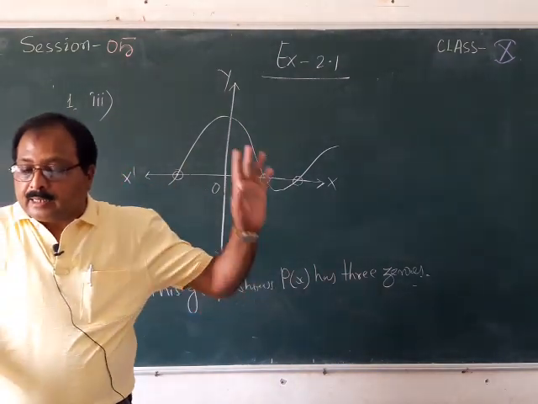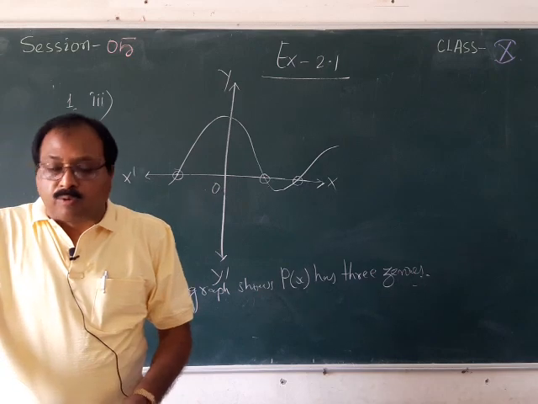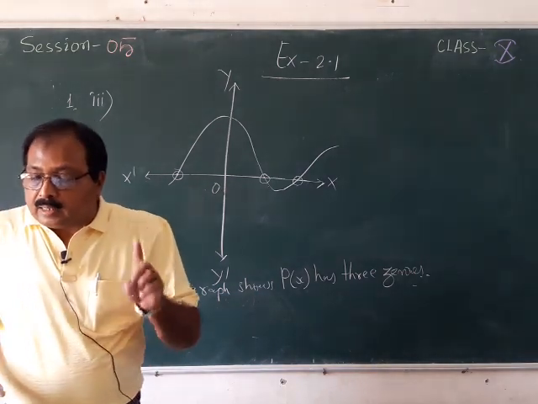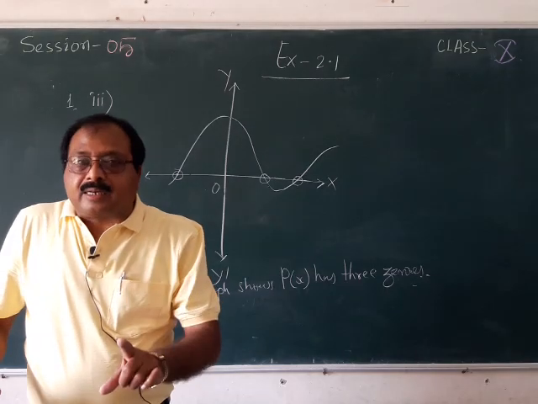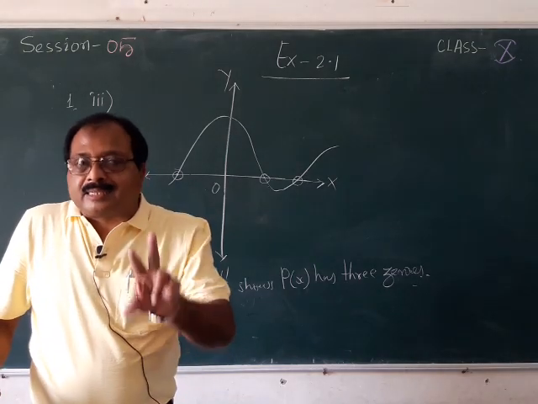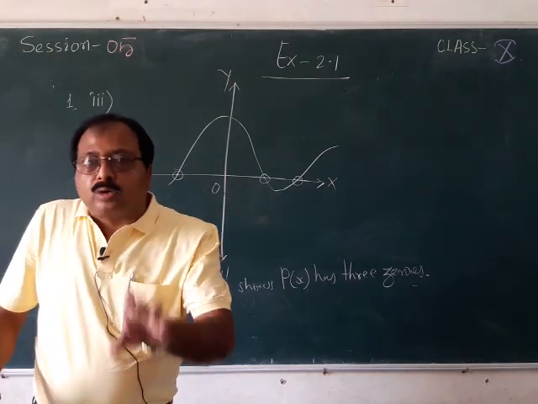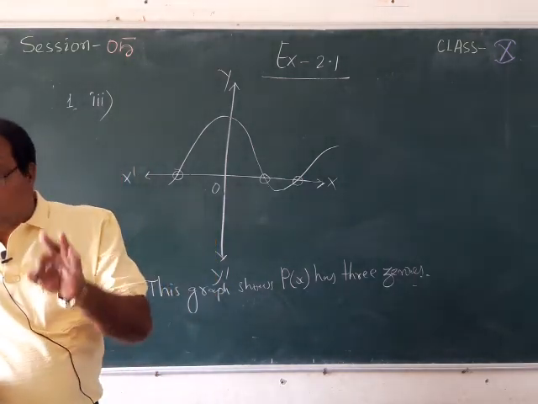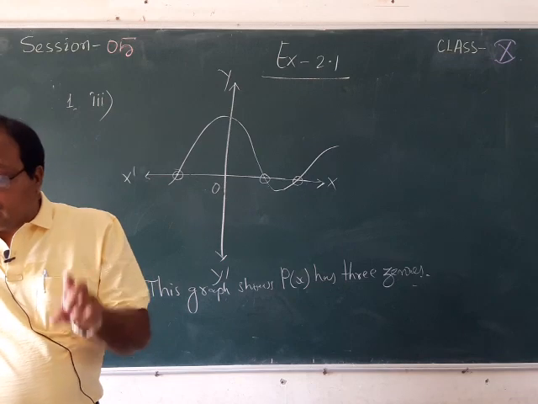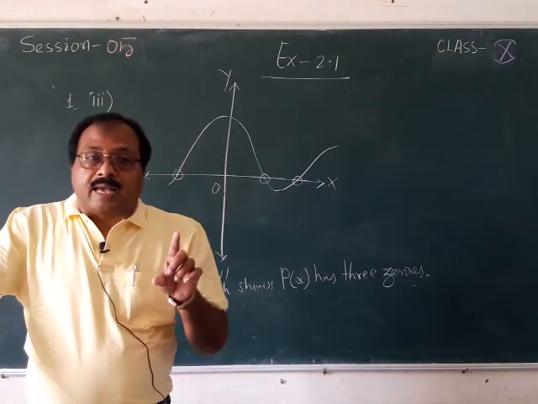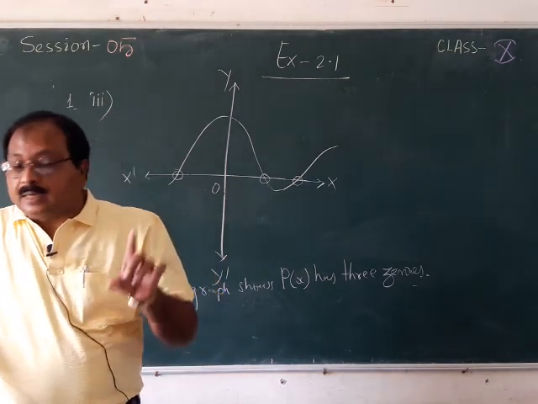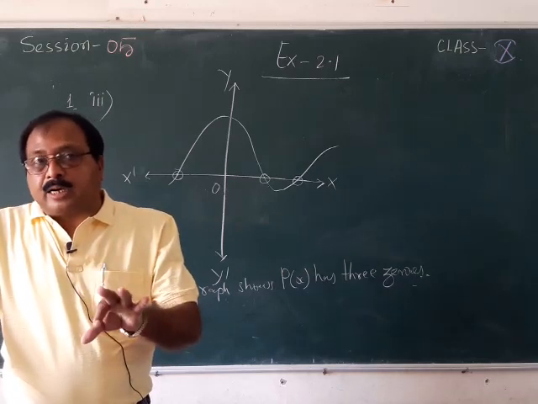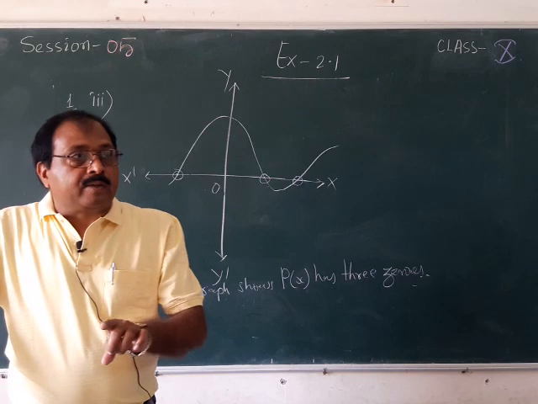Just see question number 4 of your exercise 2.1. Now you can see this graph is intersecting the x-axis at exactly 2 points. So the number of zeros for this question number 4 will be 2 zeros because it is intersecting the x-axis at exactly 2 points. Now look at question number 5.